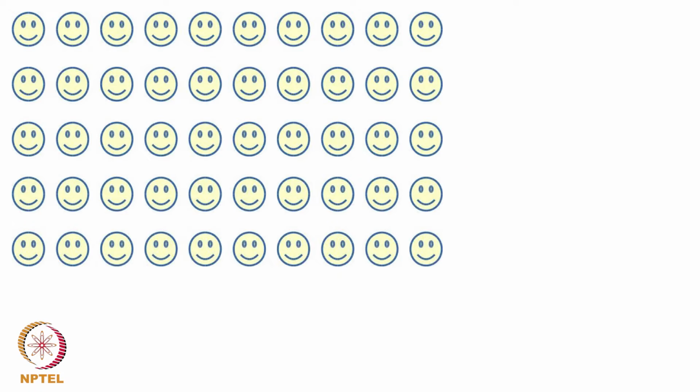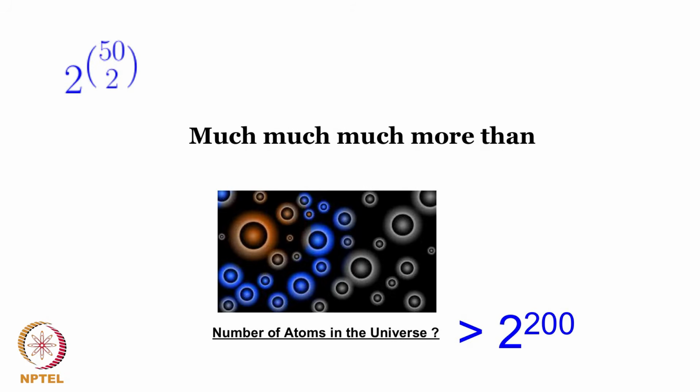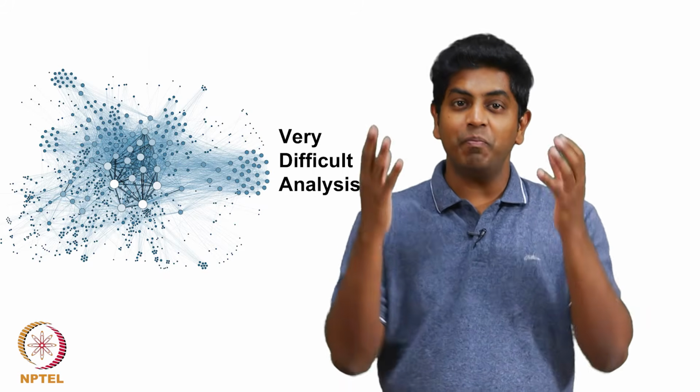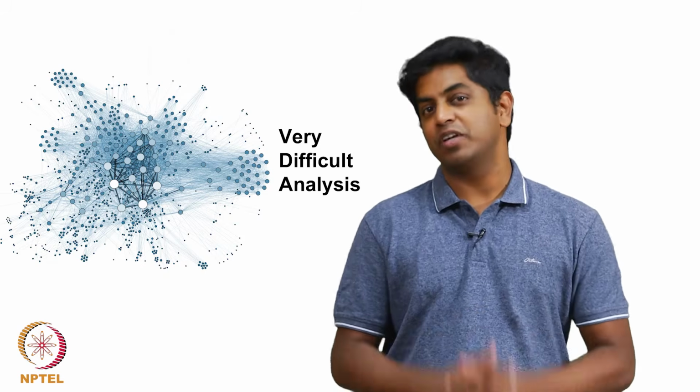If you take 50 people in this classroom, all of you sitting here, what are all possible graphs that I can think of on these 50 people? The total number of graphs on 50 people is much more, not just more, but a lot more than the atoms in the universe. And that is what makes analyzing social networks very difficult. The inherent complexity in it is way too much for even a supercomputer to handle.